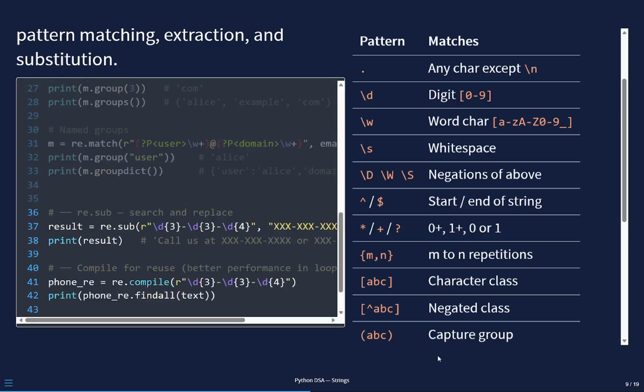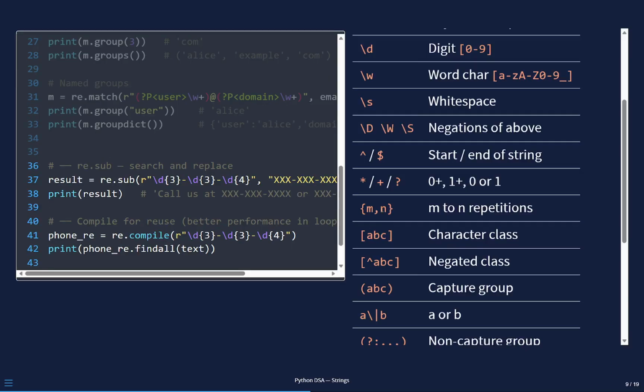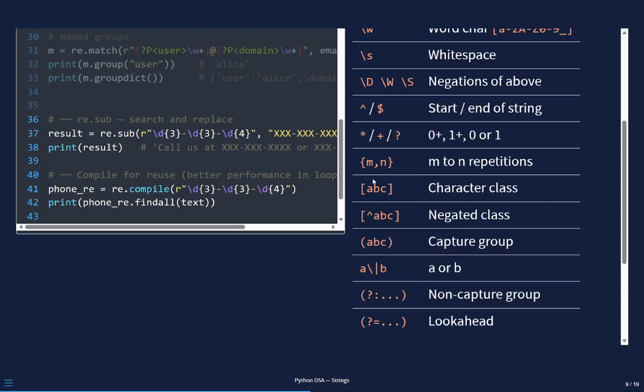a regex. The metacharacter cheat sheet on the right is your reference. Dot matches any non-newline. \d is digits, \w is word characters, \s is whitespace, caret anchors to the start, dollar to the end. Asterisk, plus, and question mark are quantifiers. {m,n} specifies repetition ranges. Capture groups with parentheses, alternation with pipe, lookahead with (?=).